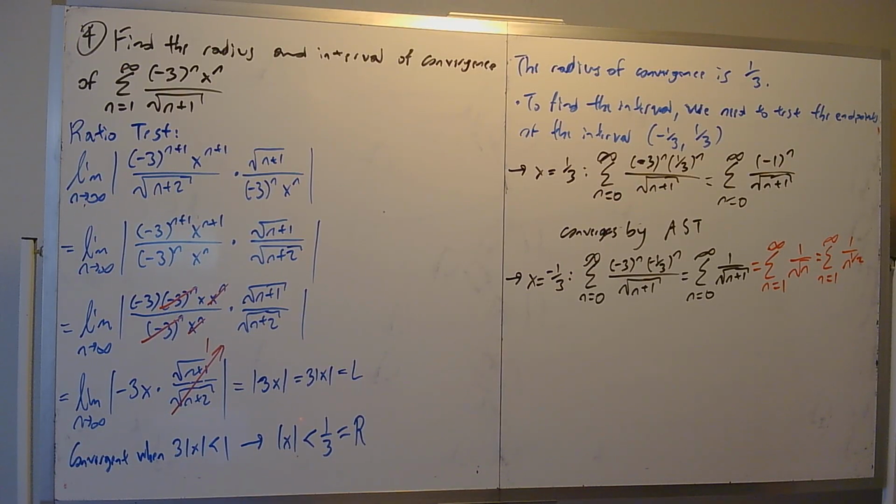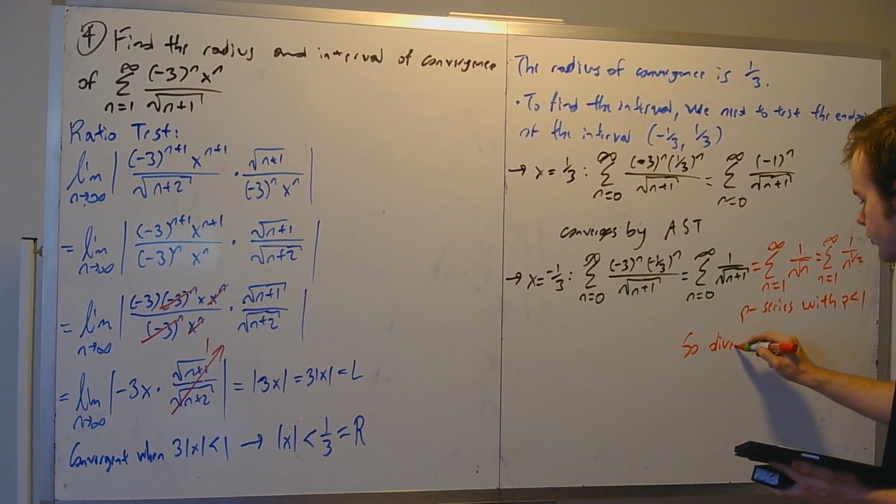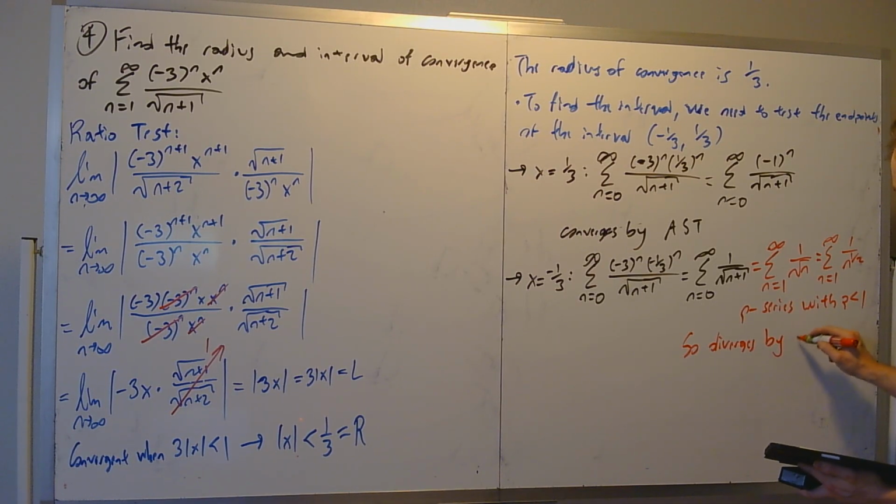And remember, this is a p-series with p less than 1, so it diverges by the p-test. Because p is less than 1, we know that this thing diverges.